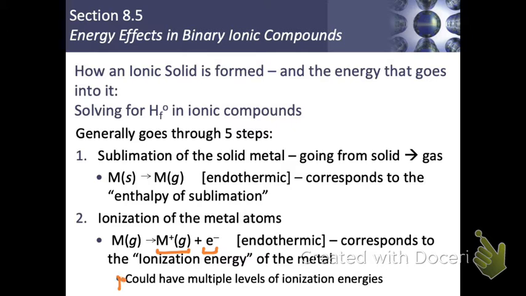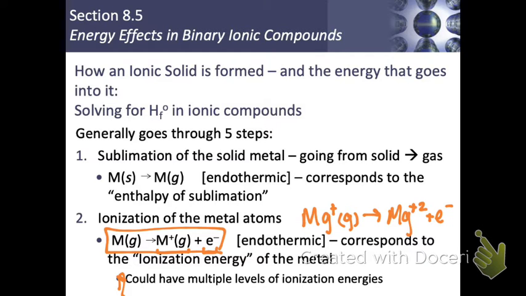We could have multiple levels of ionization. That's the case for magnesium, because we need to get it to a plus 2 charge, so this step happens twice. Does that make sense? The first one is M going to M plus plus an electron. Part 2 of that step says Mg plus as a gas yields Mg plus 2 plus another electron. We pluck another electron off, which leaves us with Mg plus 2.